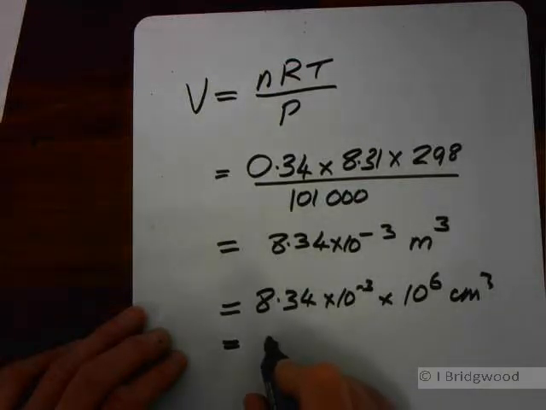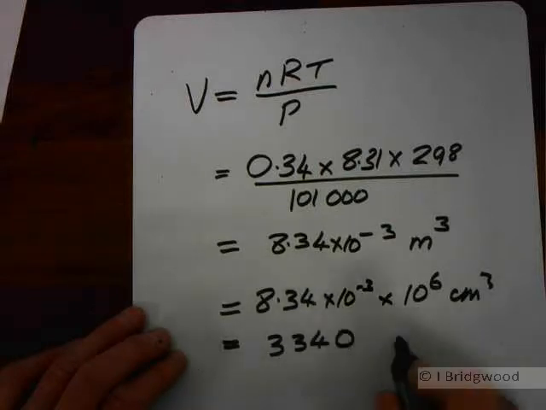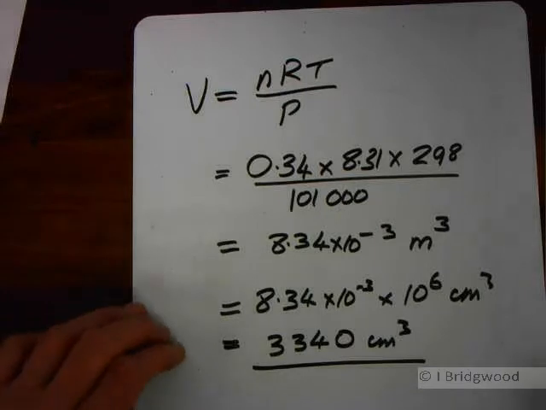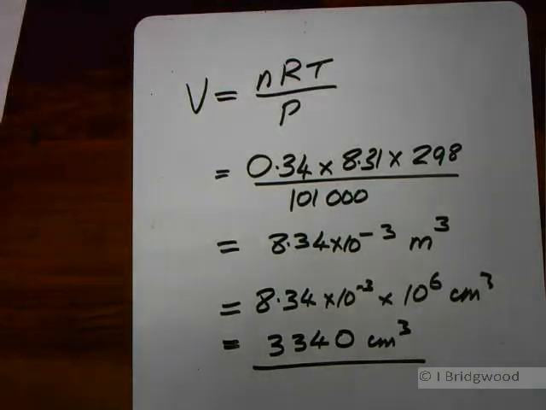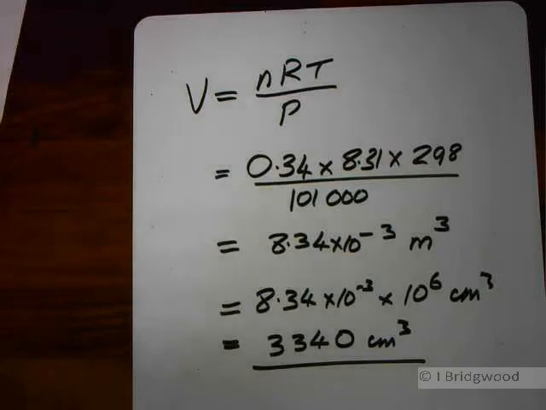according to me gives me 8,340 cubic centimeters. Now I've taken that to 3 significant figures. If you do your own calculation, you will see the calculator comes out to be 8.328713, but that's irrelevant. The best we can do is 3 significant figures in this particular case.